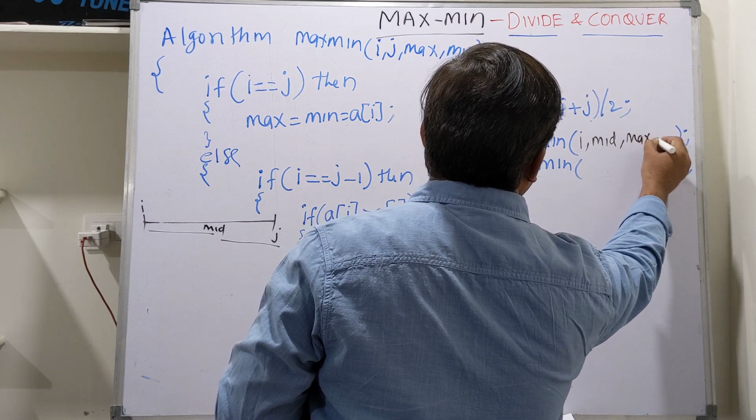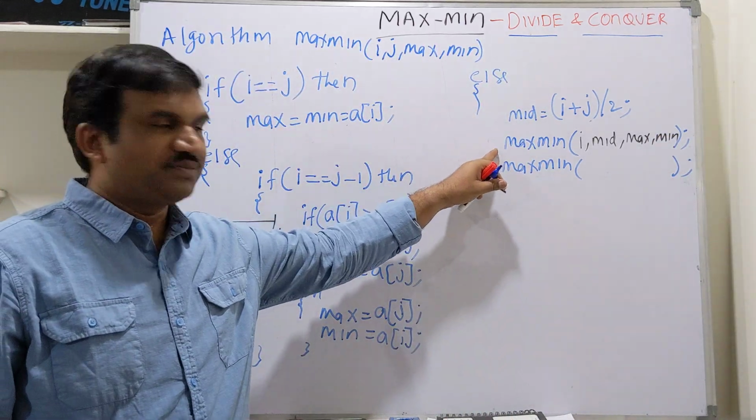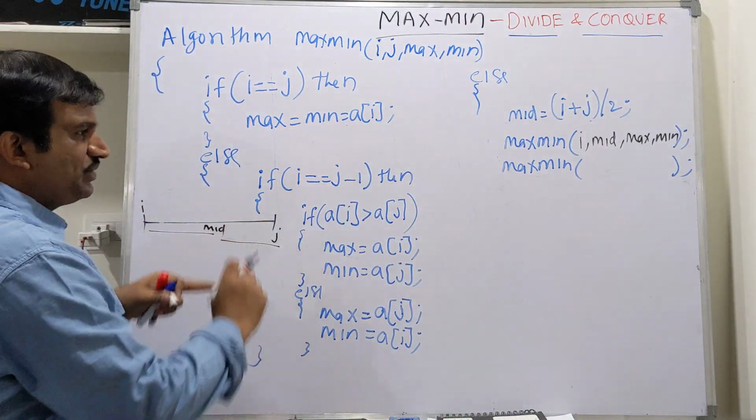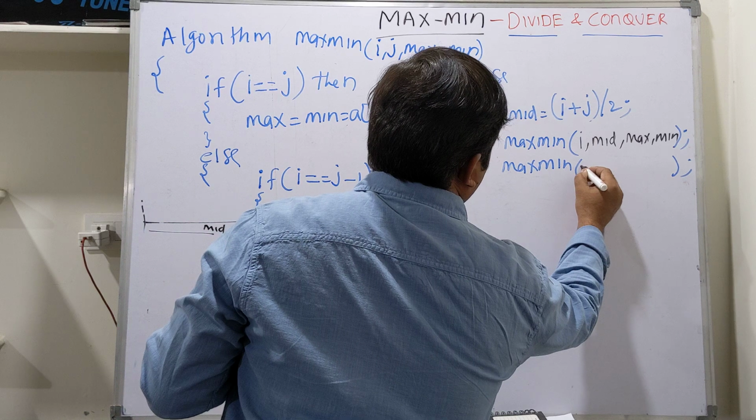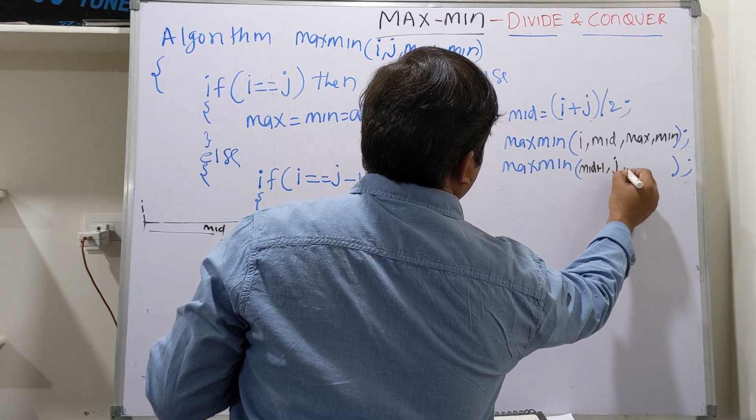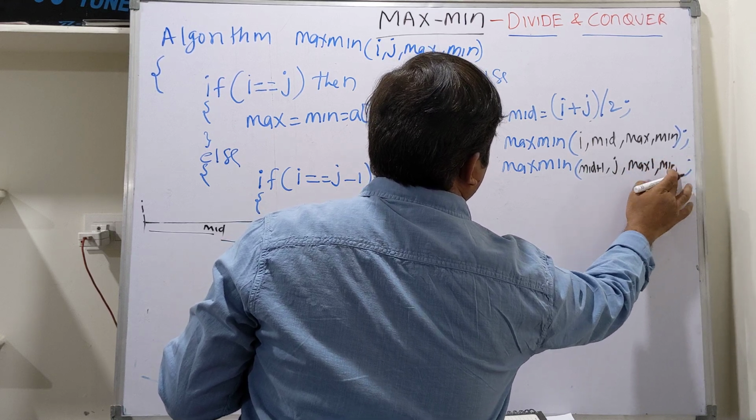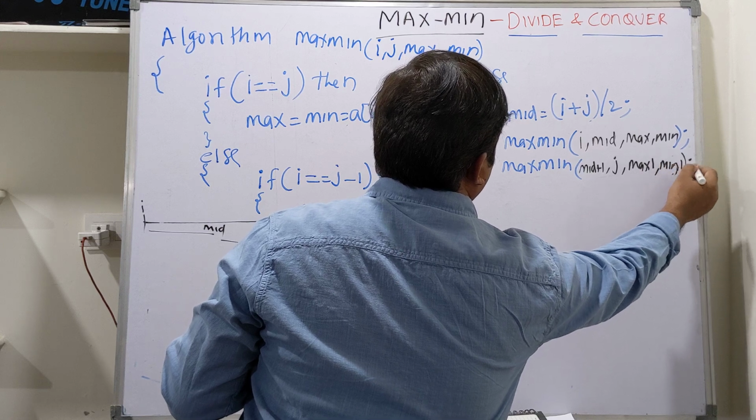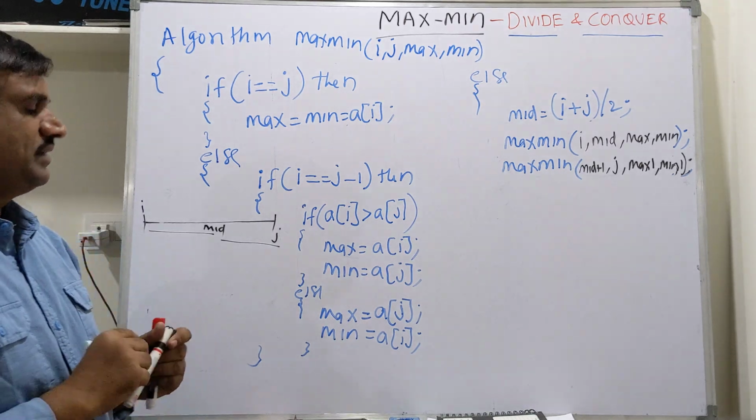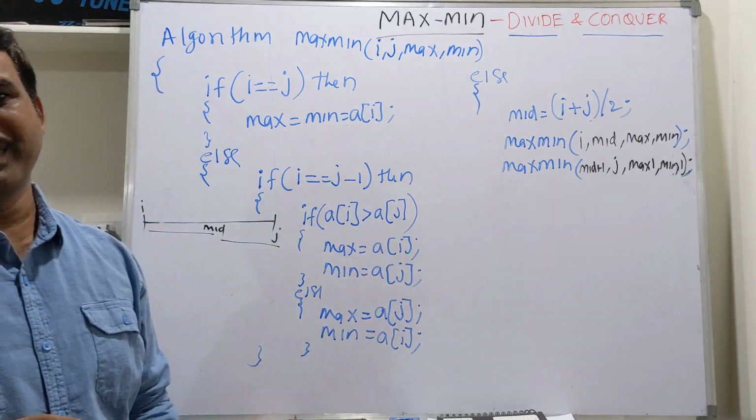max comma min. So the first piece will give one maximum and one minimum, and the second problem is from mid plus 1 to j, mid plus 1, j, but here max 1 and min 1. Right? Then from the first piece you will get one maximum and minimum, and from the second piece you will get one maximum and minimum.